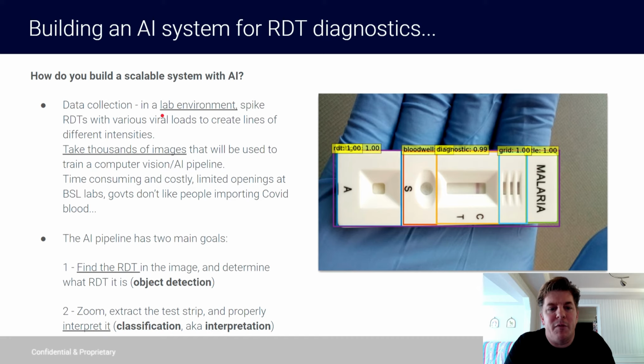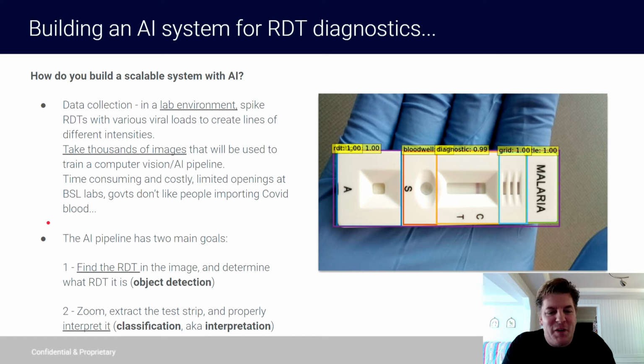They're typically done in a lab environment, and from there you spike a lot of RDTs, thousands of RDTs, with different viral loads. That gives you different line intensities, and you bucket those into categories. And from there, you take thousands of images using different lighting and so forth, and that lets you train your computer vision or AI pipeline. Of course, immediate drawbacks are that it's time consuming. It's also very costly. There's limited openings at biosafety labs to do this work, and surprise, governments actually aren't exactly enthusiastic when you are importing COVID blood, especially during a pandemic.